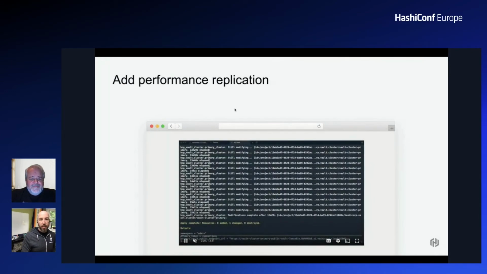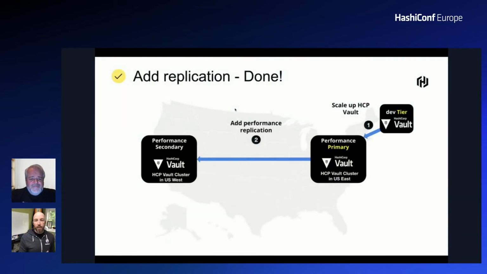So really, with just a few lines of Terraform, you've gotten steps 1 and 2 done. You have migrated from the dev tier, and you've added performance secondary in another HCP region.